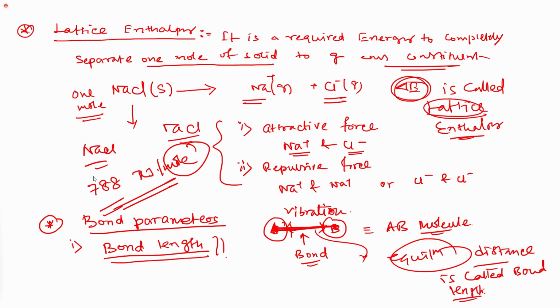We cannot say this is a fixed distance, because there is always vibration between these two atoms. So the bond length will be decreasing and increasing. That's why we need a term, the equilibrium distance. Now there are two terms. One is called covalent radius.